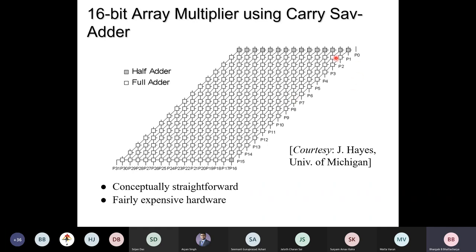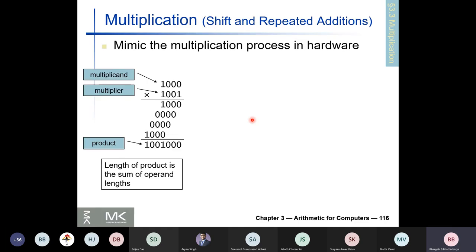We assume that those signals are available at the inputs to this array logic. So here only the array of full adder blocks has been shown. It is conceptually straightforward if you just utilize this concept, but it's fairly expensive hardware. So these are called array-based multipliers or array multipliers.